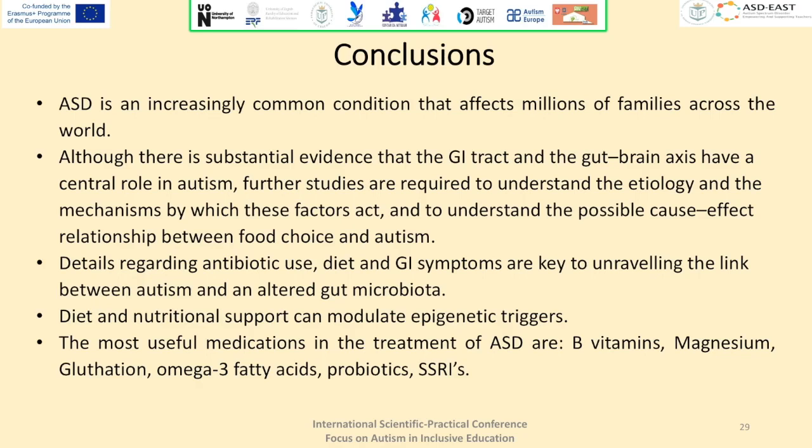Details regarding antibiotic use, diet, and gastrointestinal symptoms are key to unraveling the link between autism and altered gut microbiota. Diet and nutritional support can modulate epigenetic triggers, which are explained in the etiopathophysiology of autism spectrum disorders. And the most useful medications in the biomedical treatment of ASD are B vitamins, magnesium, glutathione as a very strong antioxidant, omega-3 fatty acids, probiotics, and selective serotonin reuptake inhibitors.